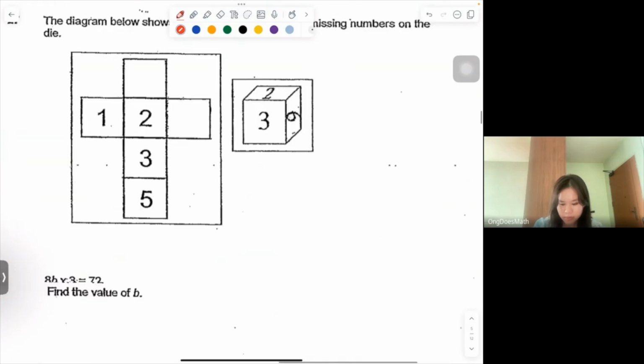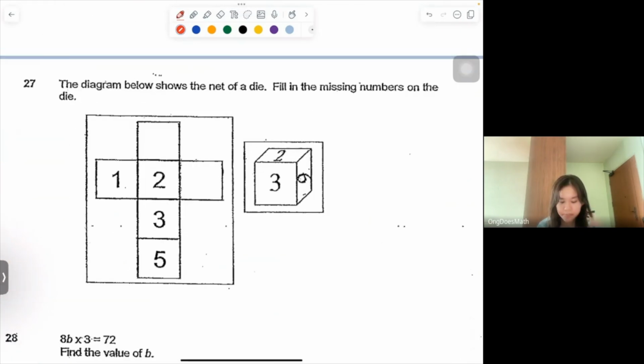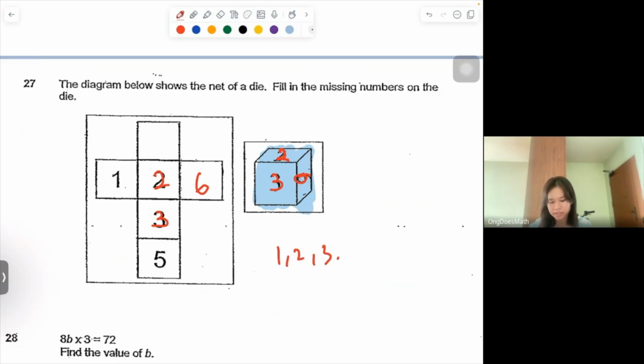Next, we have these dice over here. They say the diagram below shows the net of a die. Fill in the missing numbers on the die. Okay, so if you look at this diagram over here, 2 is upright, 3 is upright, which is here, right? 2 and 3. And the one beside 2 is actually 6. So 6 will belong here. And you just have to go and find out what the remaining number is. So 1, 2, 3, 4, 5, 6. The only number that's not shown here is 4, which means that the last number is 4. So this is a clear-cut question.